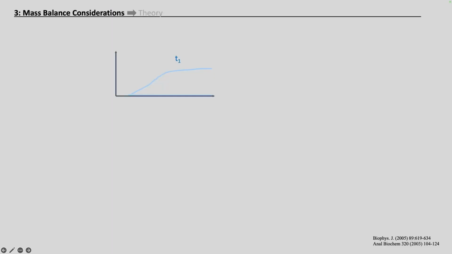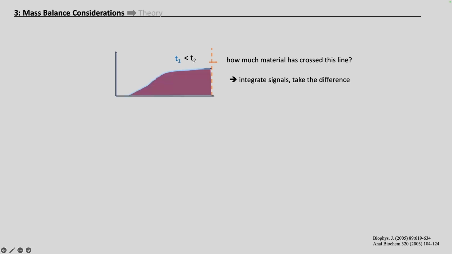Let's say we have a concentration profile at time 1, and then we let the boundary move on to a time 2. And now we ask, what is the mass balance? Which means how much material has crossed some hypothetical line in the solution plateau. Well, that's easy to answer by just integrating under curve 1 and curve 2 and taking the difference. We can be sure that this is exactly the amount of material that must have crossed this line. If we divide this by the time difference, then it'll represent a flux, and then dividing by the total concentration, we can use this to define a weighted average S value.